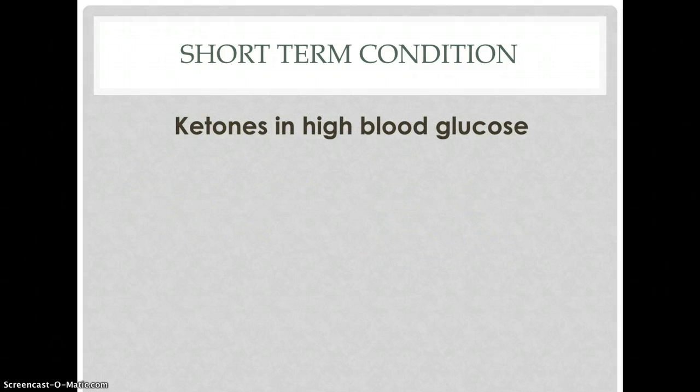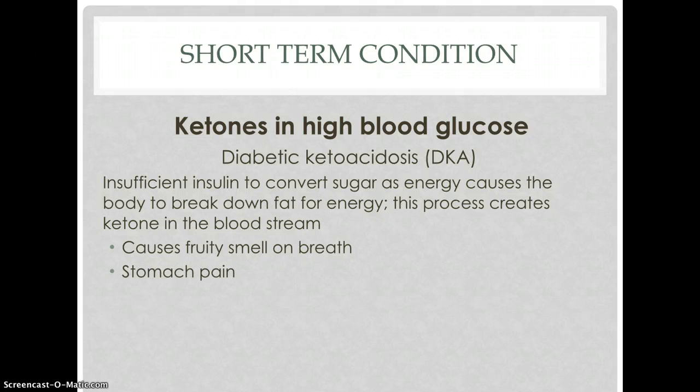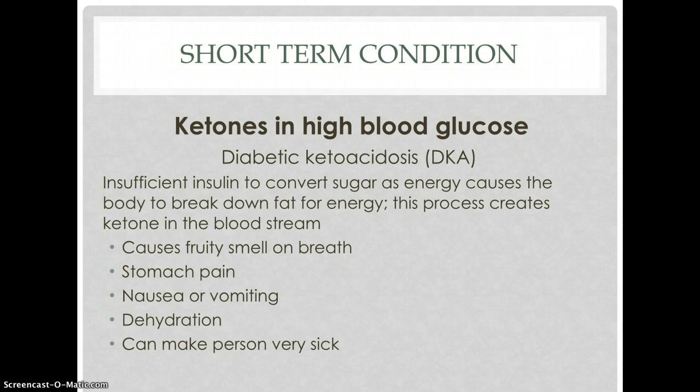Now, ketones in high blood glucose are known as diabetic ketoacidosis, DKA. Insufficient insulin to convert sugar into energy for daily activity causes the body to break down fat for energy. In this process, it creates ketones in the bloodstream. The person may detect a fruity smell on the breath, stomach pain, nausea or vomiting, and dehydration, and it can make the person very sick.